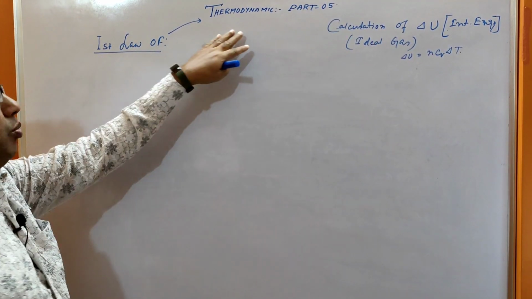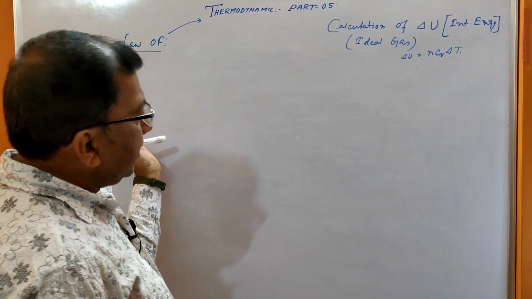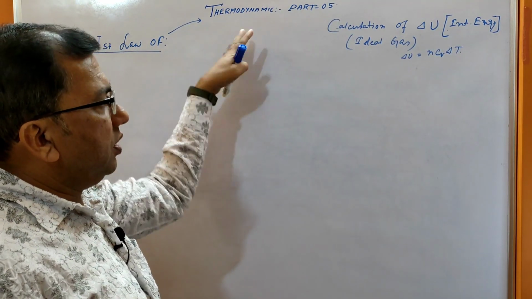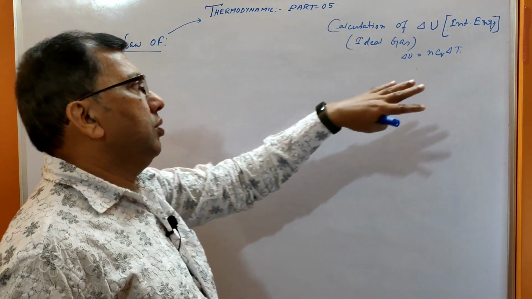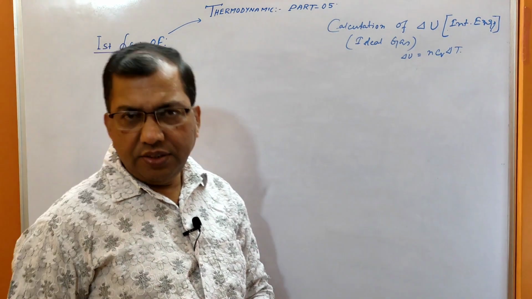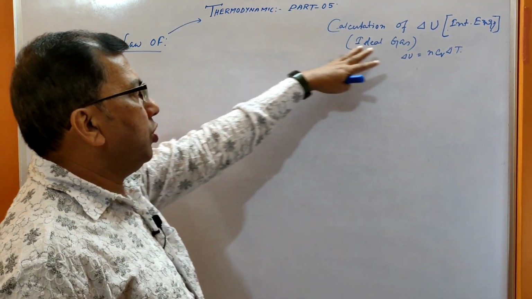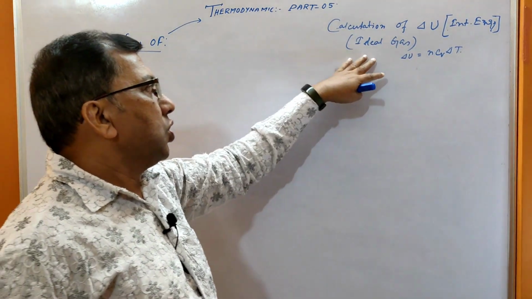First law of thermodynamics. Before this, in the previous sections and part 4, I have discussed internal energy and the change of internal energy, and reversible and irreversible reactions. Today I will discuss a little bit about the calculation of delta U, that is the internal energy change, and how to calculate it in the case of an ideal gas.